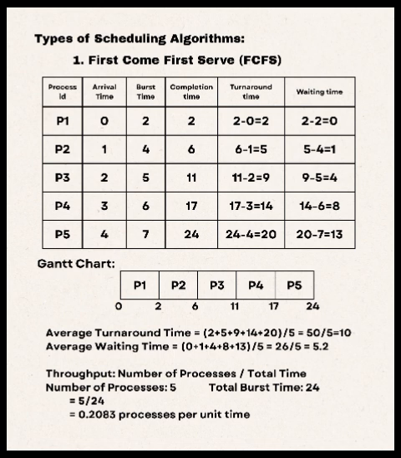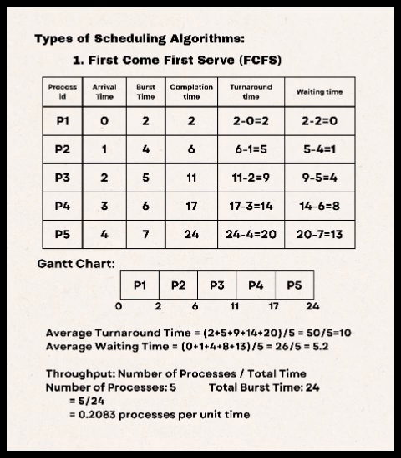So for the second process, 2 plus 4 equals 6, 6 plus 5 equals 11, 11 plus 6 equals 17, and then 17 plus 7 equals 24. That is how the completion time is obtained. Next, we will compute for the turnaround time. The formula is completion time minus the arrival time. The formula for the waiting time is turnaround time minus the burst time.